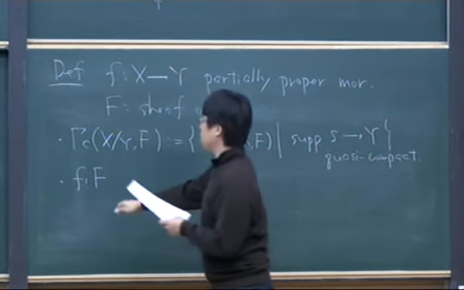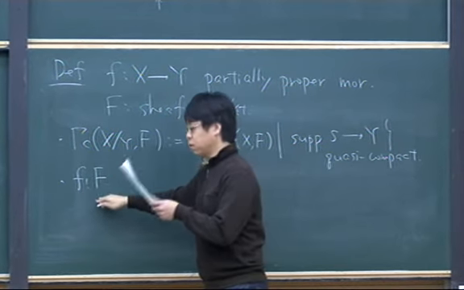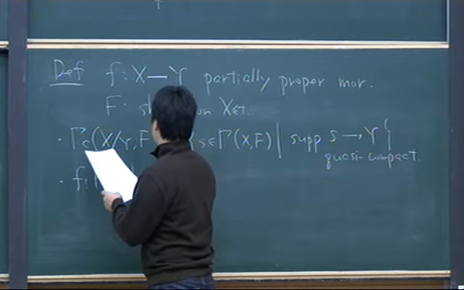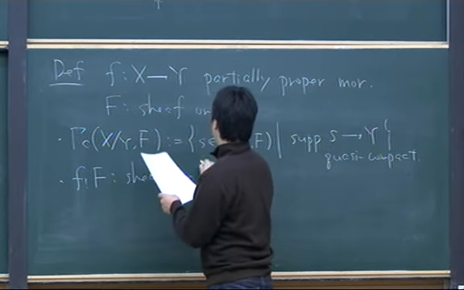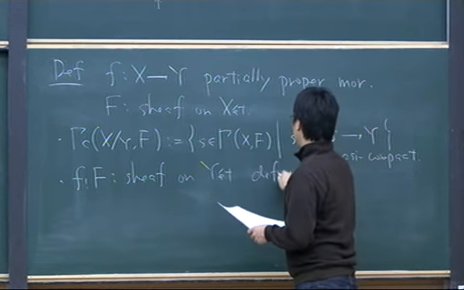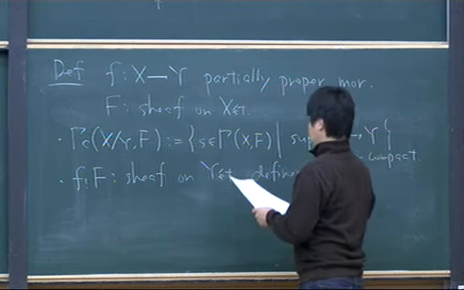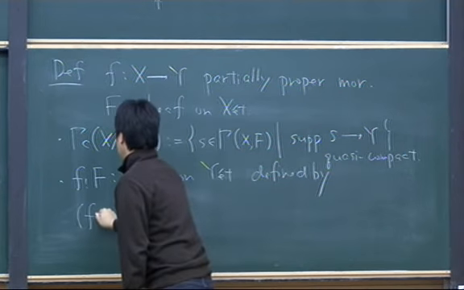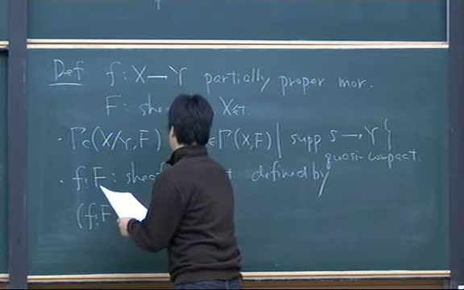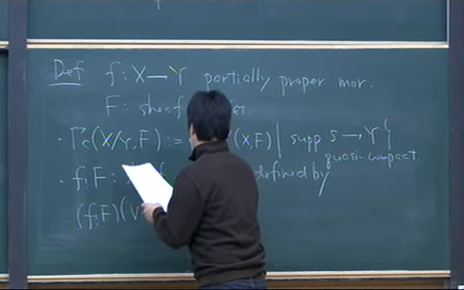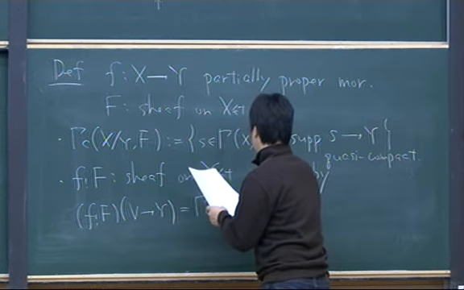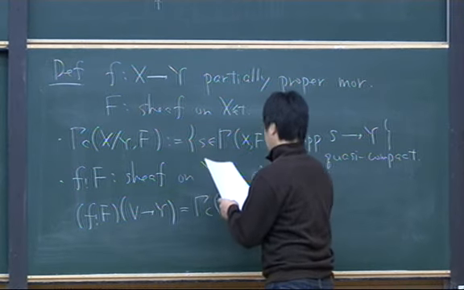And we define the compactly supported pushforward of F by this map. This is a sheaf on Y^ad defined by f_! F, taking the sections over V to be the compactly supported sections of this map.